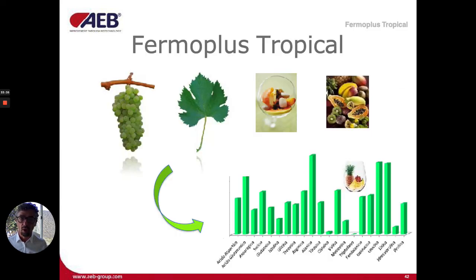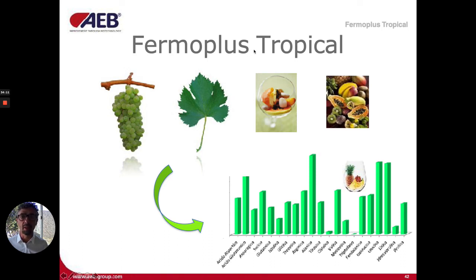So the Thermoplast Tropical that we saw before being a good substrate for forming more thiols because it contains that glutathione and that cysteine substrate, also has a good amount of amino acids to produce tropical esters. So this is why it's called Tropical. AB has about 30 different nutrients that are all studied, starting from grape varietals that have certain characteristics.